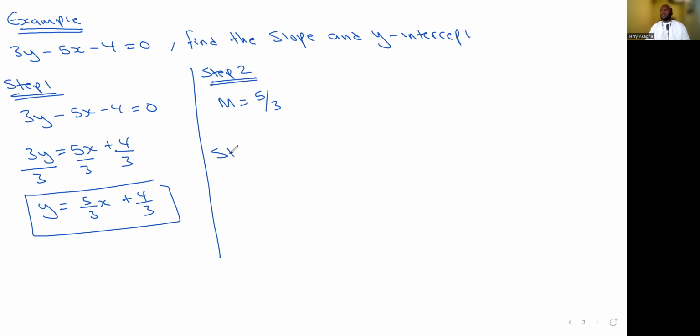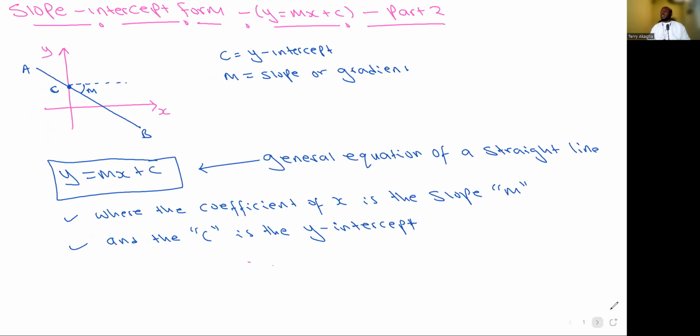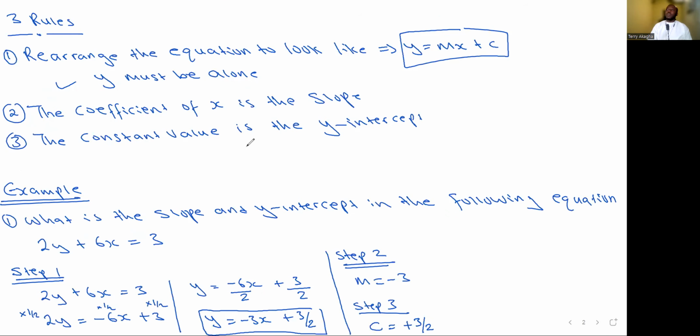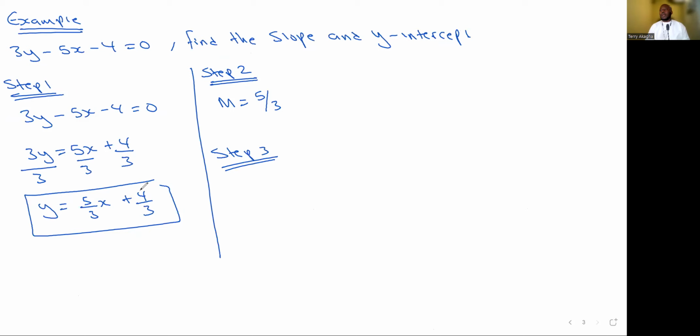The next one, find the y-intercept. The free term, okay? We're told the constant value, also known as the free term, is the y-intercept. Okay, so let's go back. The free term or the constant value, as the c, is going to be equal to plus 4 over 3. Is that okay? Let me pick one more, just to make sure we are on the same page.